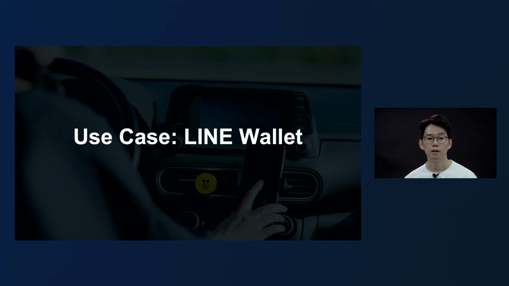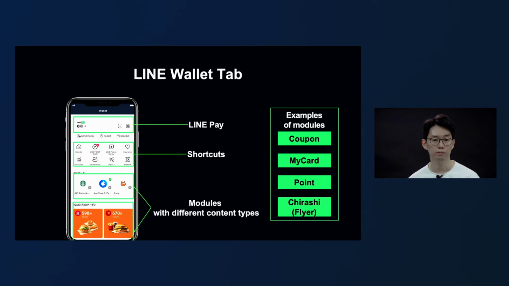In this talk, a use case to explain the technical effect is a recommender system applied in the Line Wallet service. The Line Wallet is being serviced in Japan, Taiwan, and Thailand. In the Line application, the Line Wallet tab displays the Line Pay balance, shortcut menu, and modules with various content types. Coupon, My Card, points, and 찌라시 are examples of the modules. In one module, items of the same type are displayed horizontally.